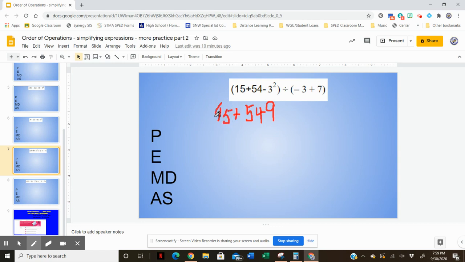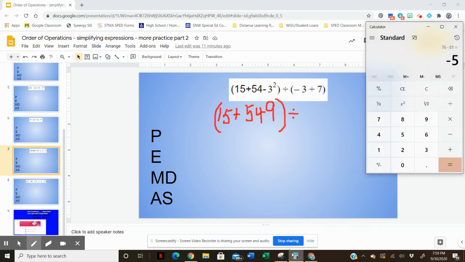Now I'm going to maintain my parentheses because I still have a lot of information in there. Divided by, I have a negative 3 plus 7. Now I know the answer off the top of my head is 4, not a negative 4. The answer is 4. But if I'm not sure, type in 3. Use your plus minus symbol to make that 3 negative. Then we're going to go plus 7. And 4 is the answer.